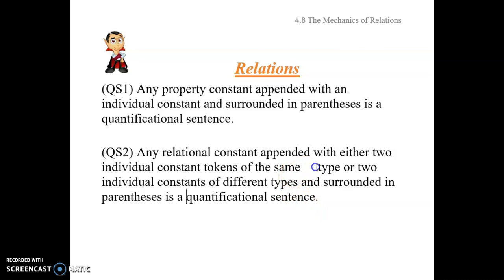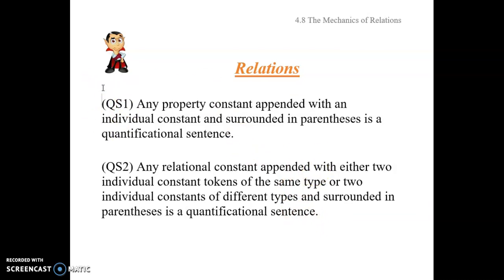So officially what we're doing is we're introducing a new symbolic device, okay? And this new symbolic device is the relational constant. And so we're going to make the new rule QS2, and we're going to basically push all the other rules down one, okay? But basically it follows the exact same pattern as QS1.